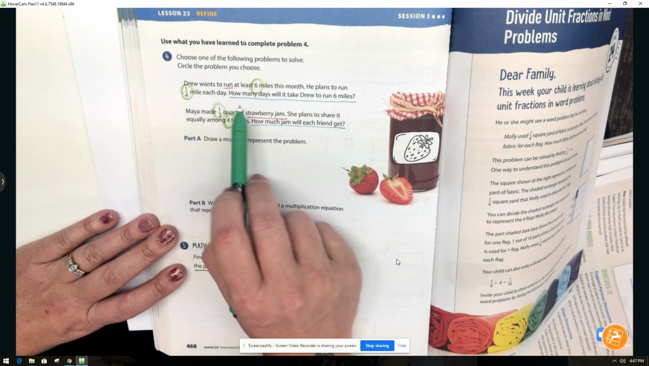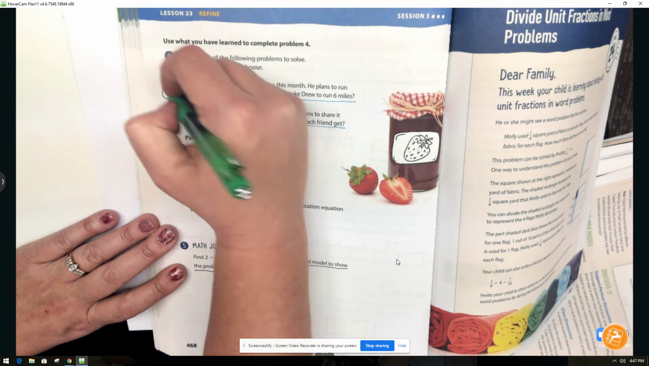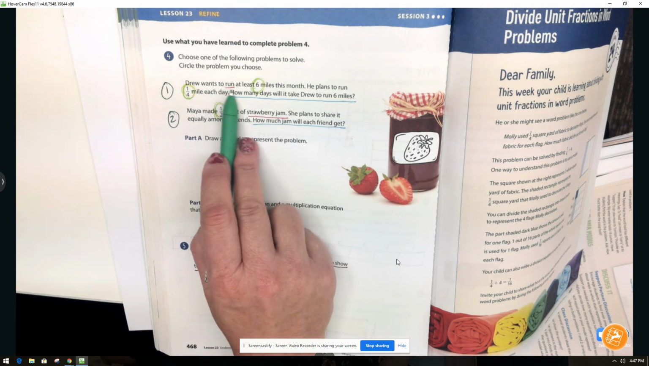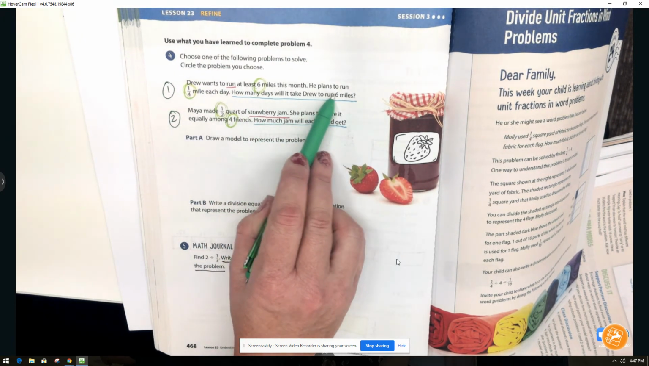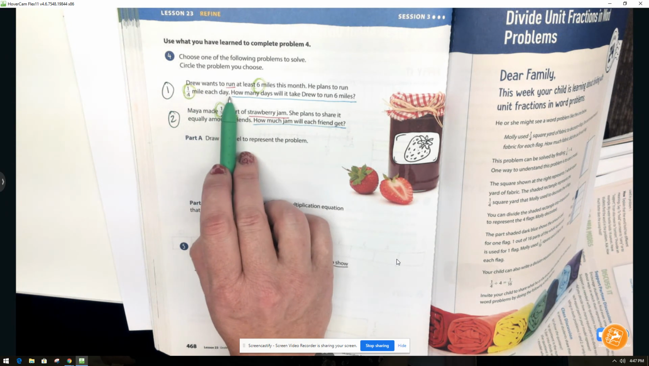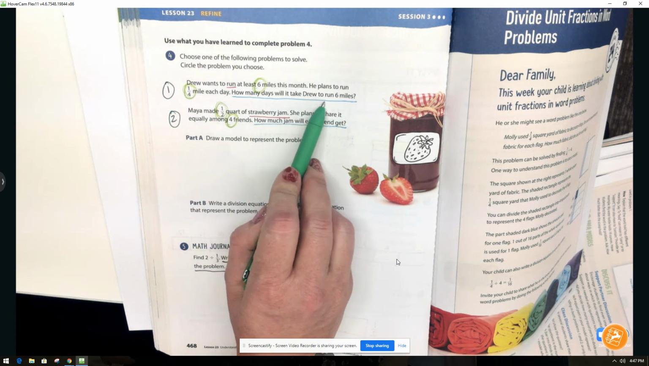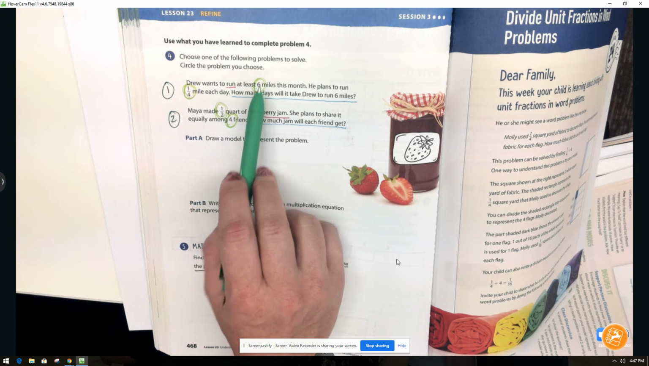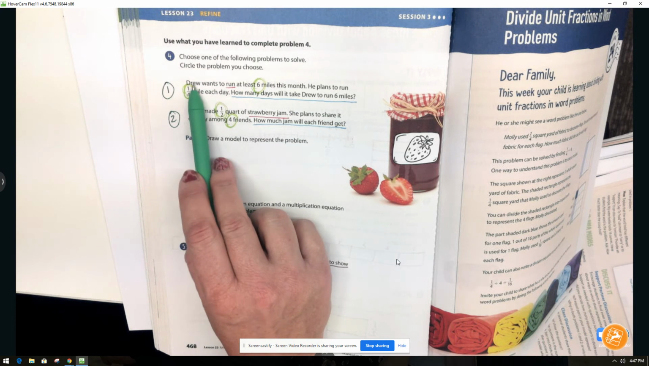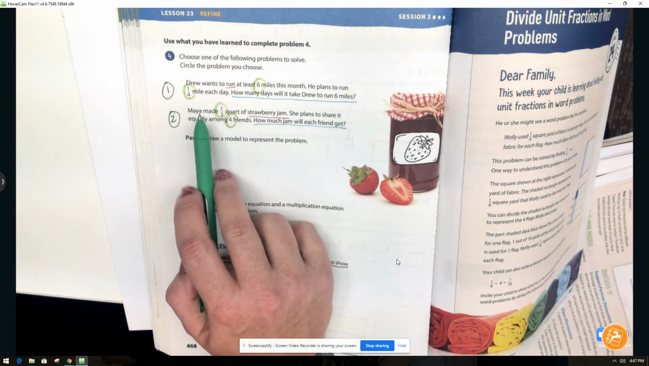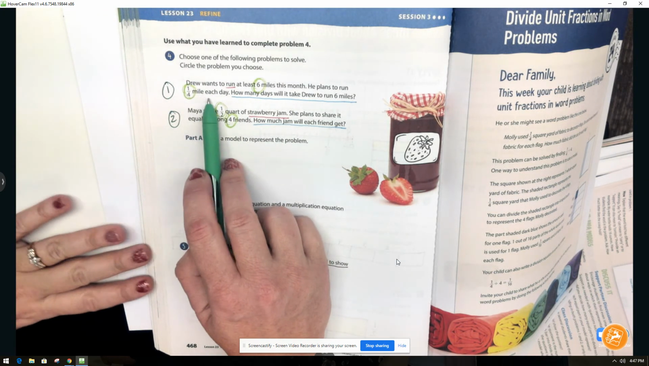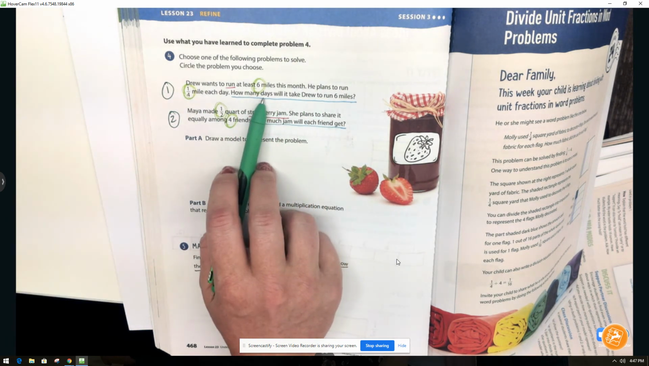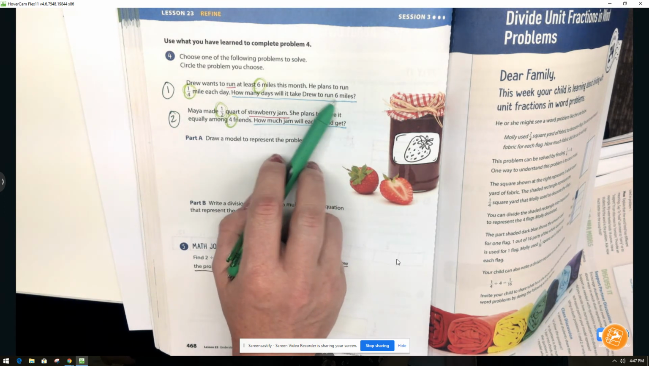So the first choice, so you have 2 choices. There's option 1 or option 2. Option 1 is Drew wants to run at least 6 miles this month. He plans to run 1/4 mile each day. How many days will it take Drew to run 6 miles? So we have these 6 miles, and we're breaking those 6 miles and dividing them up into 1/4 of a mile on each day. So that is the first choice. And we want to know how many days will it take him to run 6 miles.